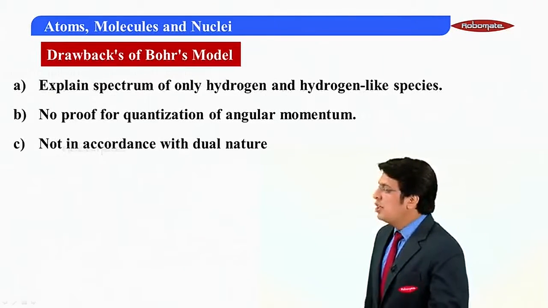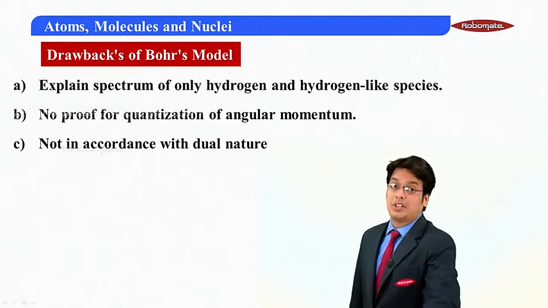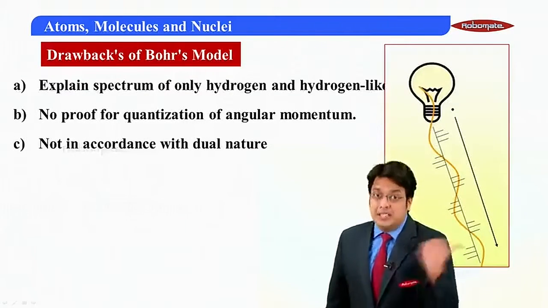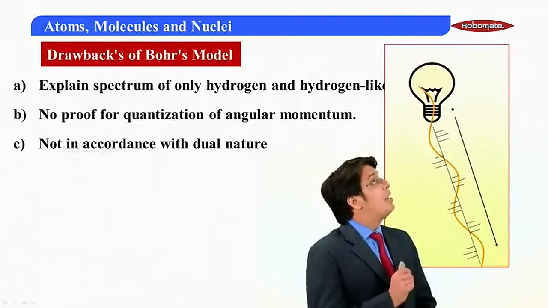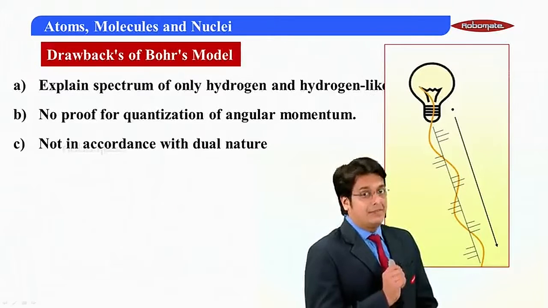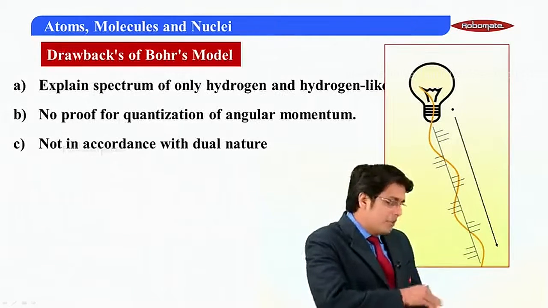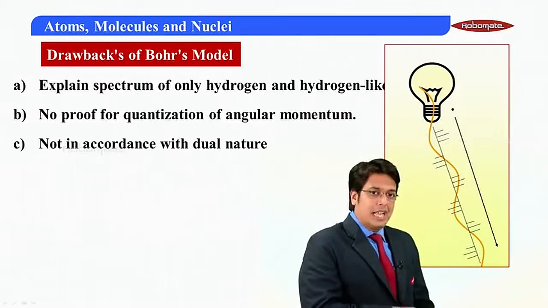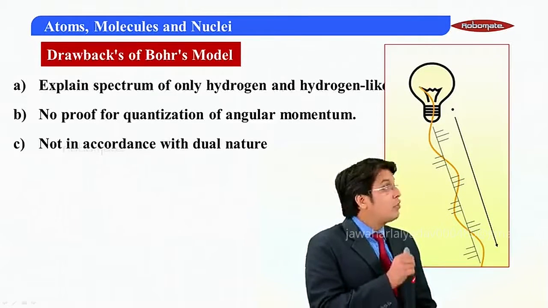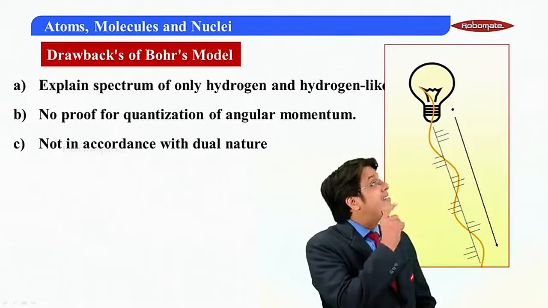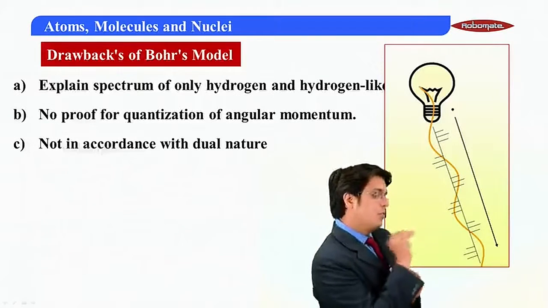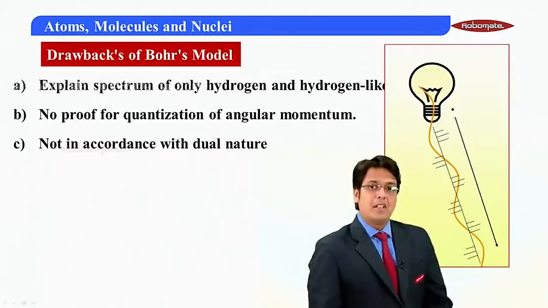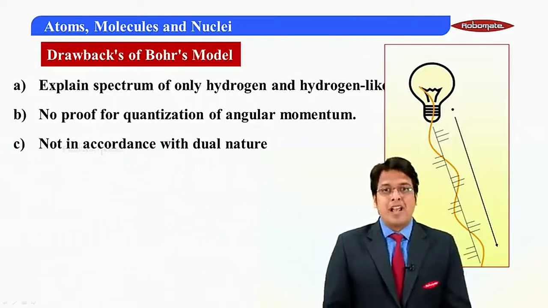And third, not in accordance with dual nature. Now what exactly is dual nature? This is dual nature. What I would like to show you is somewhat like this: a bulb emitting light. The light is first coming in terms of waves, and second, it's also coming in terms of particles. You can see those vertical lines coming 1, 2, 3, then 1, 2, 3, then 1, 2, 3. Every energy, every matter has dual nature.